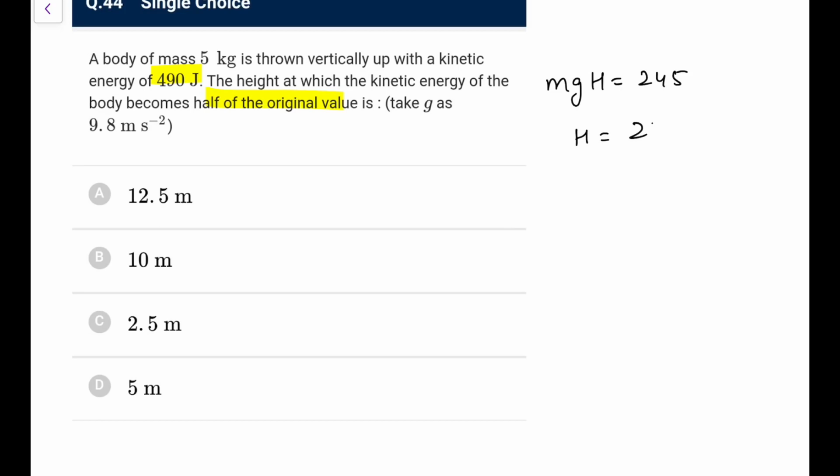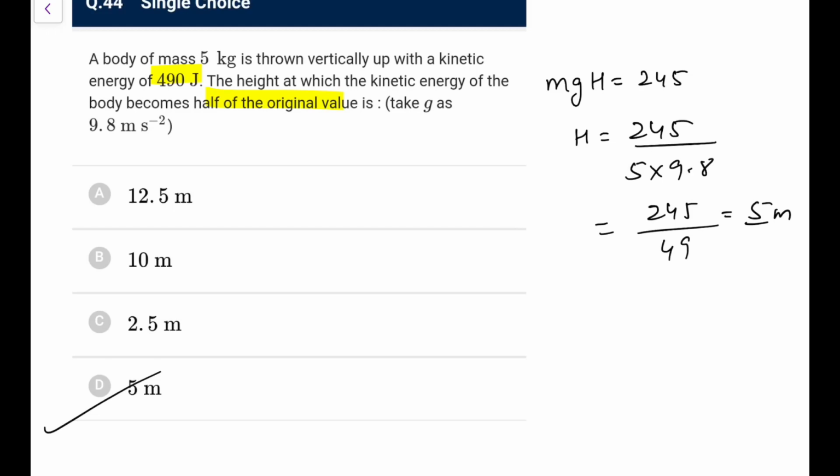So h would be, you can directly say 245 upon m into g. With m as 5 and g as 9.8, you write it as 49 upon 9.8 into 5. 49 upon 49 is exactly 1, so that is 5 meters. So it would be 5 meters. You can directly go for option D.